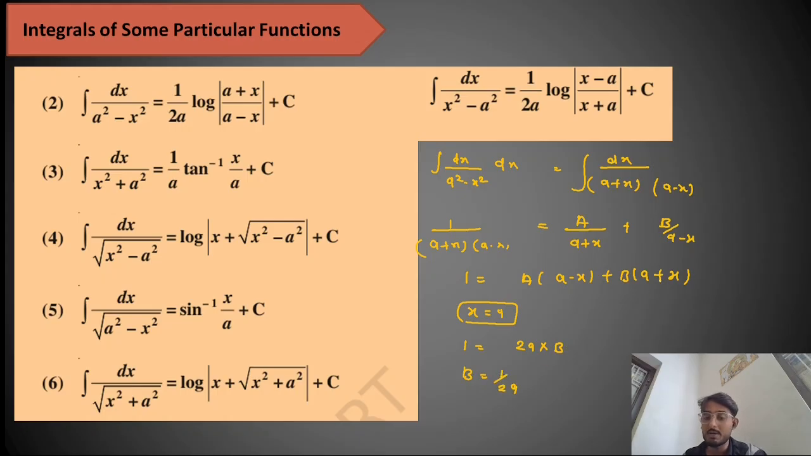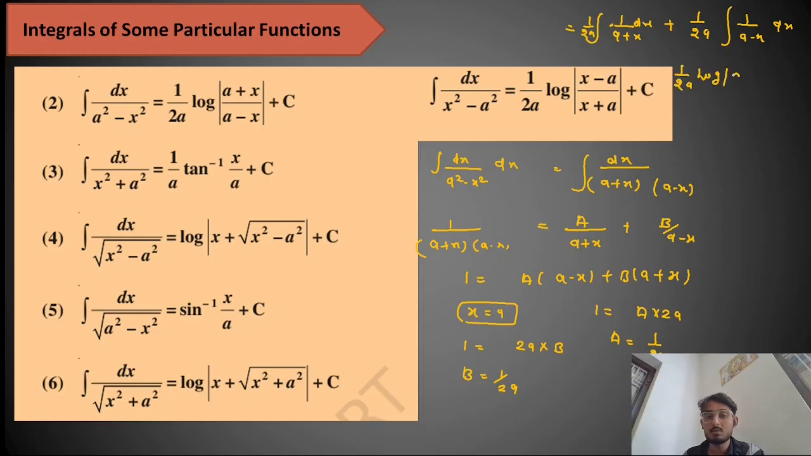Now put x equal to minus a. So you will get 1 equal to A into 2a, so A equal to 1 upon 2a. Now put this value in and do the integration. You will get the integral of 1 upon 2a times 1 upon a plus x, plus 1 upon 2a times 1 upon a minus x, dx. When you integrate this, here a plus x equal to t, so dx equal to dt. So dt upon t gives log t, with 1 upon 2a, log of a plus x.